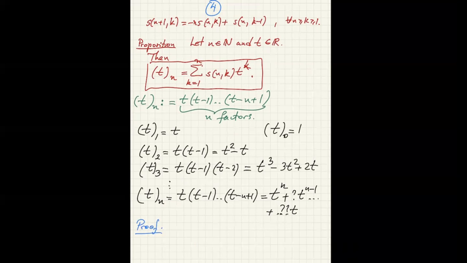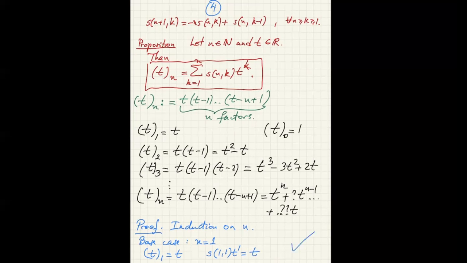To prove it, we will use induction on n. So the base case is n equals 1. And in that case, the left-hand side is t. And what is the right-hand side? The right-hand side, n is 1, so it's s(1,1) t to the power 1. There's only one permutation with one cycle on one element, so that's t. So t equals t, so that is correct. The base case is correct.